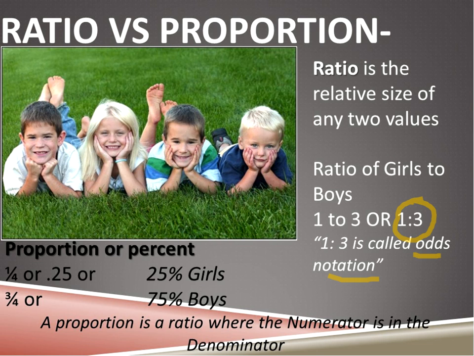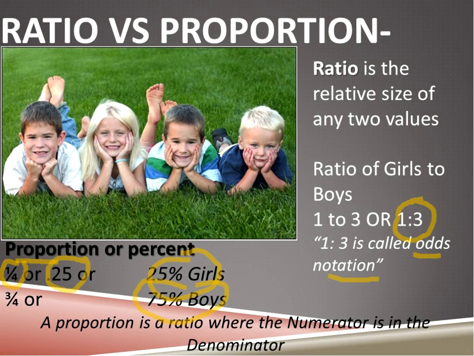Or when we write our proportions, we could say 1 out of 4 children are girls, and that would be 25%. Now this becomes our proportion when we write it this way, or a percent. 25% are girls. Or we can say 3 out of 4 children are boys, or 75%. A proportion is a ratio where the numerator is included in the denominator.